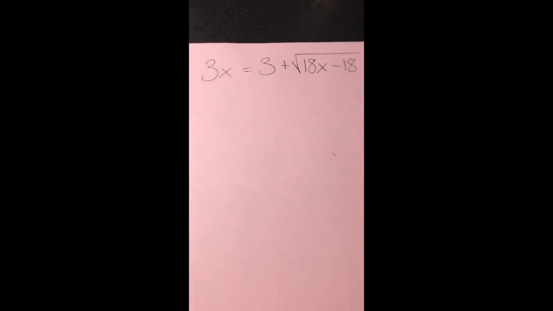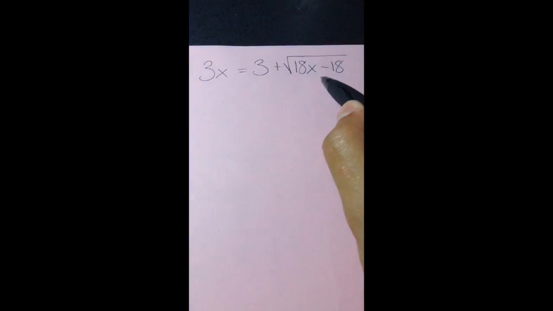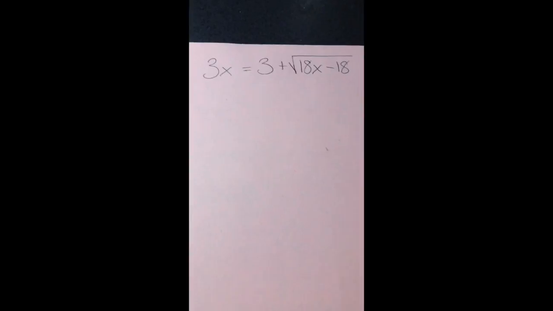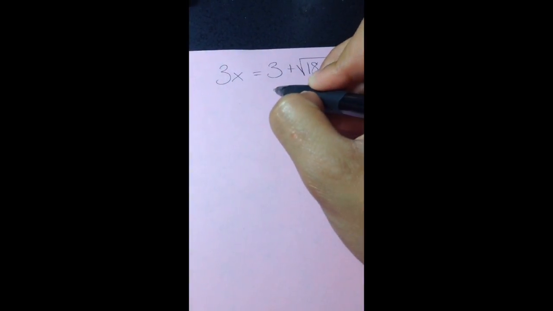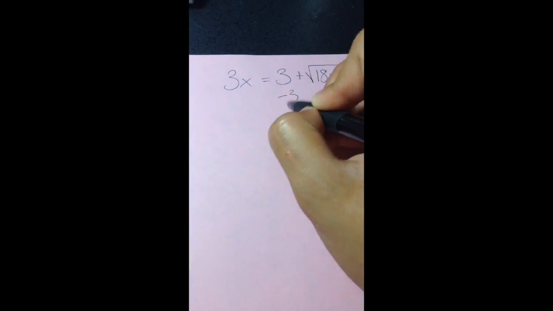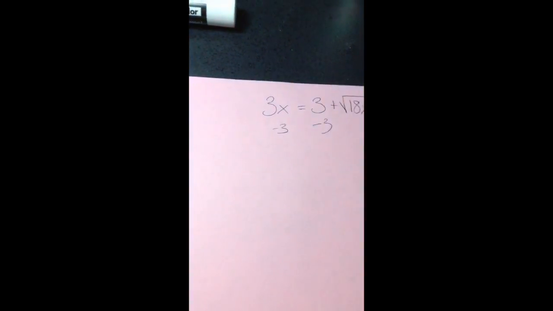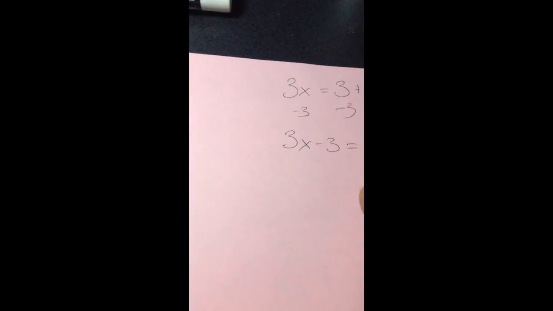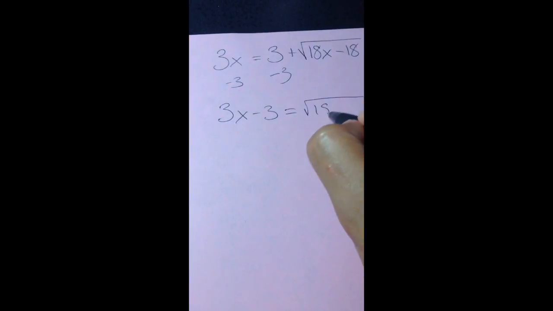The first thing that we're going to do is isolate the radical, which, if you do not know, would be the 18x minus 18 that's within the radical. Isolate it means to just have it by itself on one side. So the first thing we're going to do is subtract 3 on both sides of the equation, because what we do on one side, we do to the other. So that our new equation looks like 3x minus 3 equals the radical of 18x minus 18. That's our new equation right now.